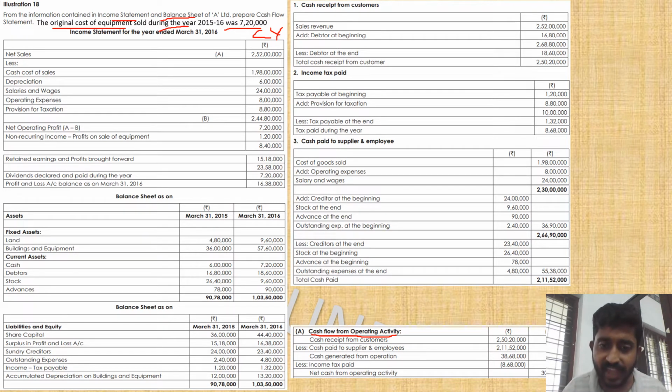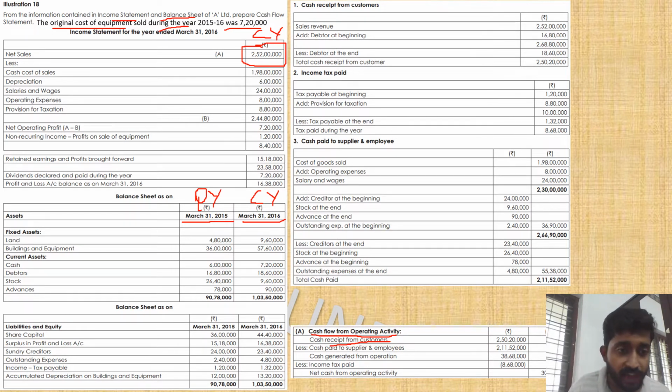The first cash flow is cash receipt from customers. How to find the cash receipt from customers? We have the sales. Sales is 2.5 crores. Whether for the sales we have received the cash payment or not, we don't know. So whether cash flow has happened or not, we don't know. But we have the balance sheet for the previous year, PY, and also for the current year, CY. So balance sheet we have for two periods, P&L we have for one period, that is current year only.